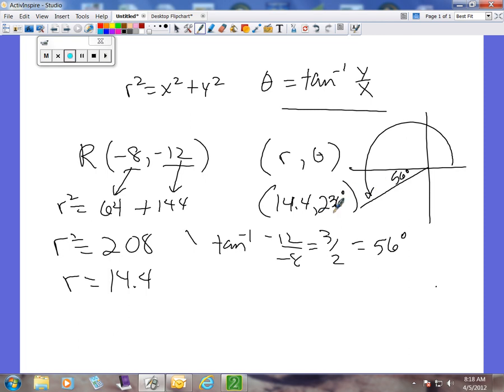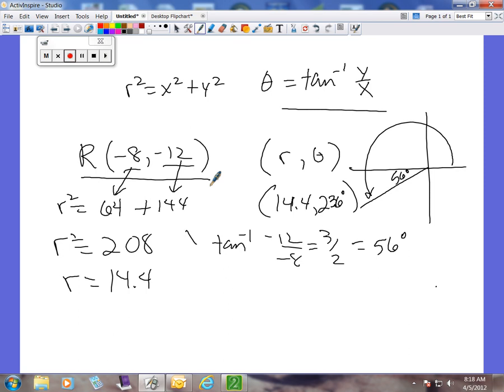So you're going to have to pay attention once you find your reference angle. Look at your ordered pair, see what quadrant you're in. Then it becomes your reference angle in that quadrant. Obviously, since we went past this, we had to add that, didn't we? Okay.